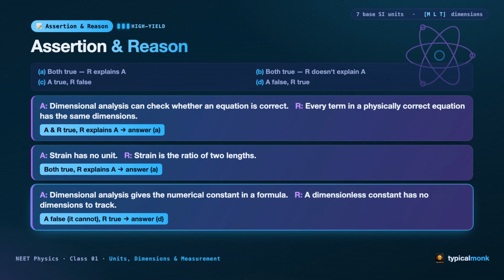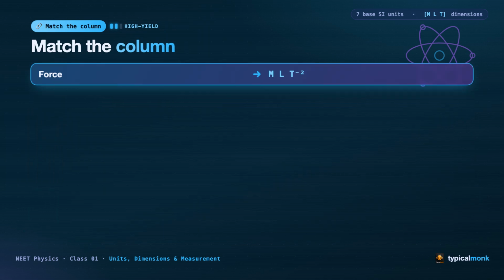Third one. Assertion: dimensional analysis gives a numerical constant in a formula. Reason: a dimensionless constant has no dimensions to track. Check the reason first. True. A pure number carries no dimensions. But that is exactly why the assertion fails. Because the constant has no dimensions, the method is blind to it and cannot find it. The assertion is false. The reason is true. Option D. A quick match now.